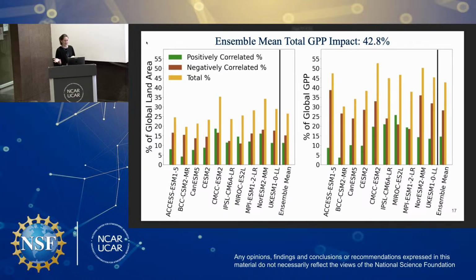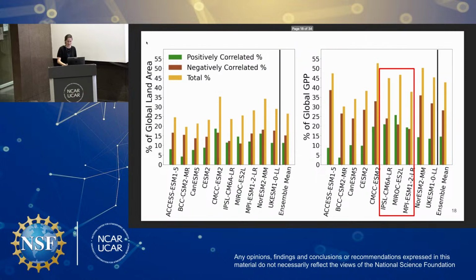And then finally, you see our ensemble mean total GPP impact comes out to about 42.8% of our global annually averaged GPP experiencing some impact from El Nino. So if that's a greater amount than our land area average, we can infer from that that ENSO is impacting maybe these smaller, really productive regions of the world. And then a final key point here would be if we look at IPSL, MIROC, and MPI. Those are really standout models where either the enhancement of GPP is more even or even actually outweighs the suppression of GPP, especially with MIROC and MPI.